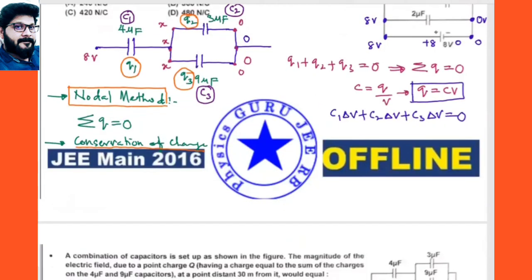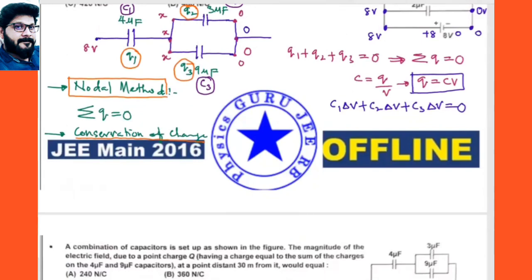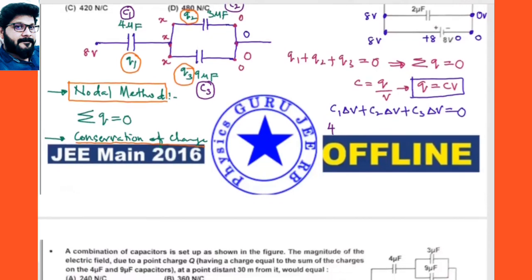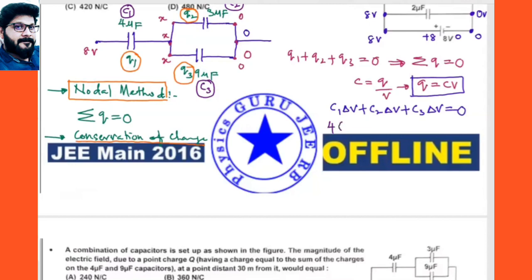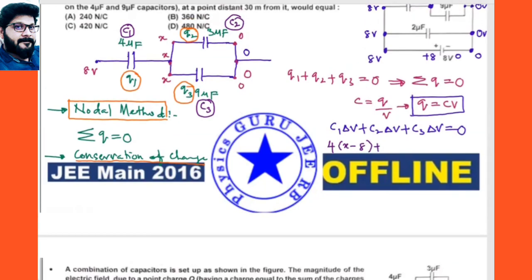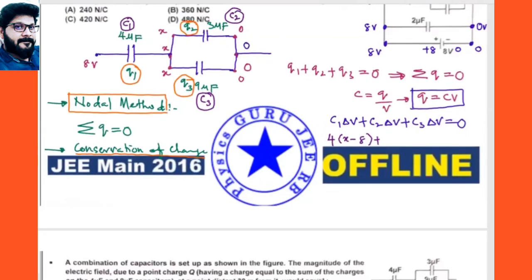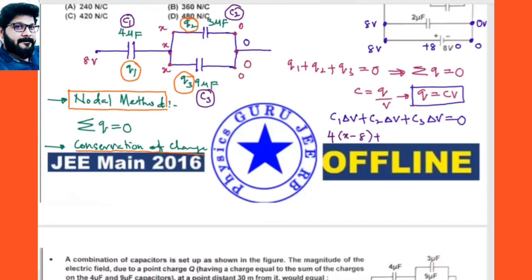Now see here. What is C1? C1 is nothing but 4 into delta V. Delta V means the potential difference across 4 microfarads, which is x minus 8. Plus now C2. What is C2? C2 is 3 microfarads, so 3 into the potential difference across it, x minus 0, or simply x. So we can write it as 3x plus C3, again 9, and the potential difference is x and 0, which is nothing but x.